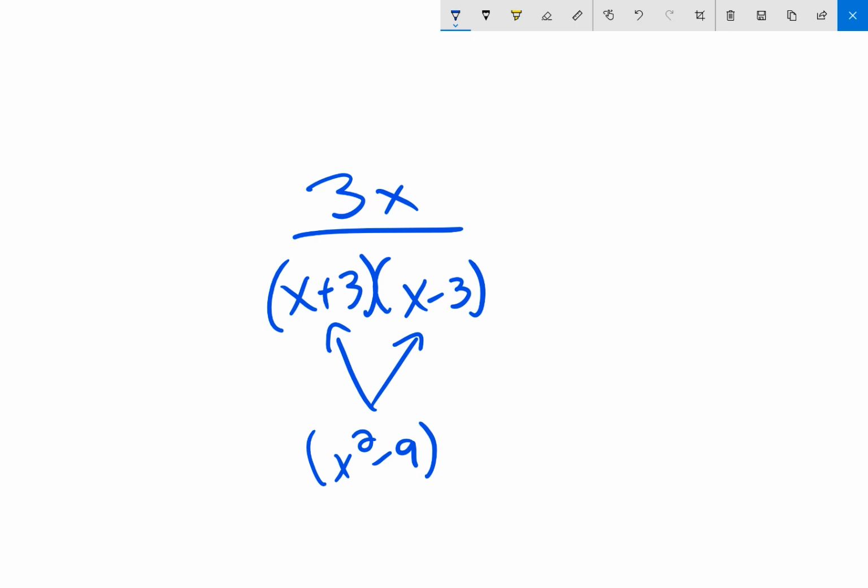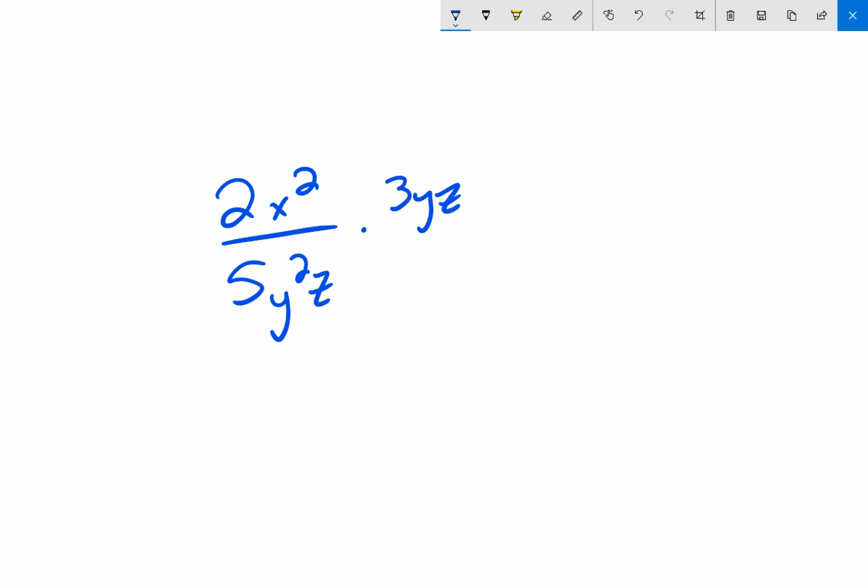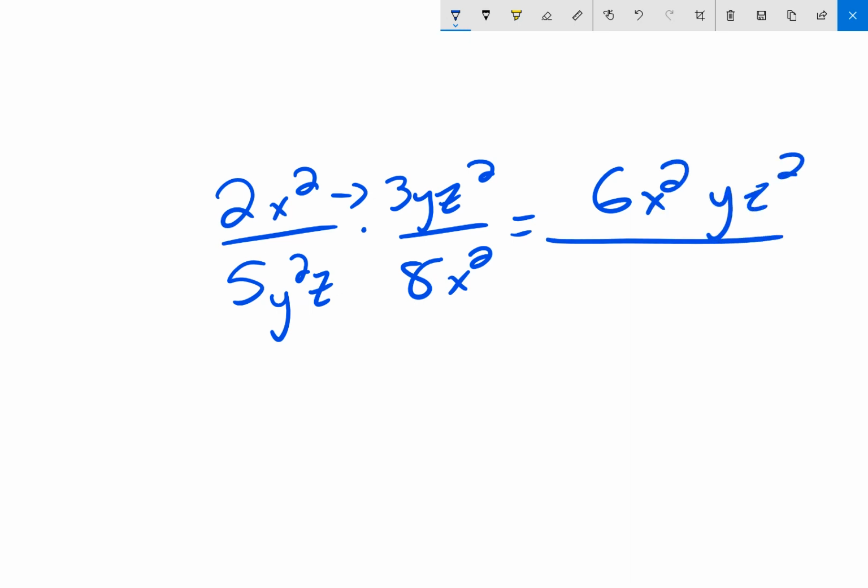So number 6, this is one where I would multiply everything together first and then simplify at the end. So that's exactly what I'm going to do. 3yz to the second, 8x to the second. So multiplying across, 2 times 3 is 6, x to the second, yz to the second. That just says everything on top. And on bottom, I have 5 times 8, which is 40. And then still an x to the second, still a y to the second, and then a z.